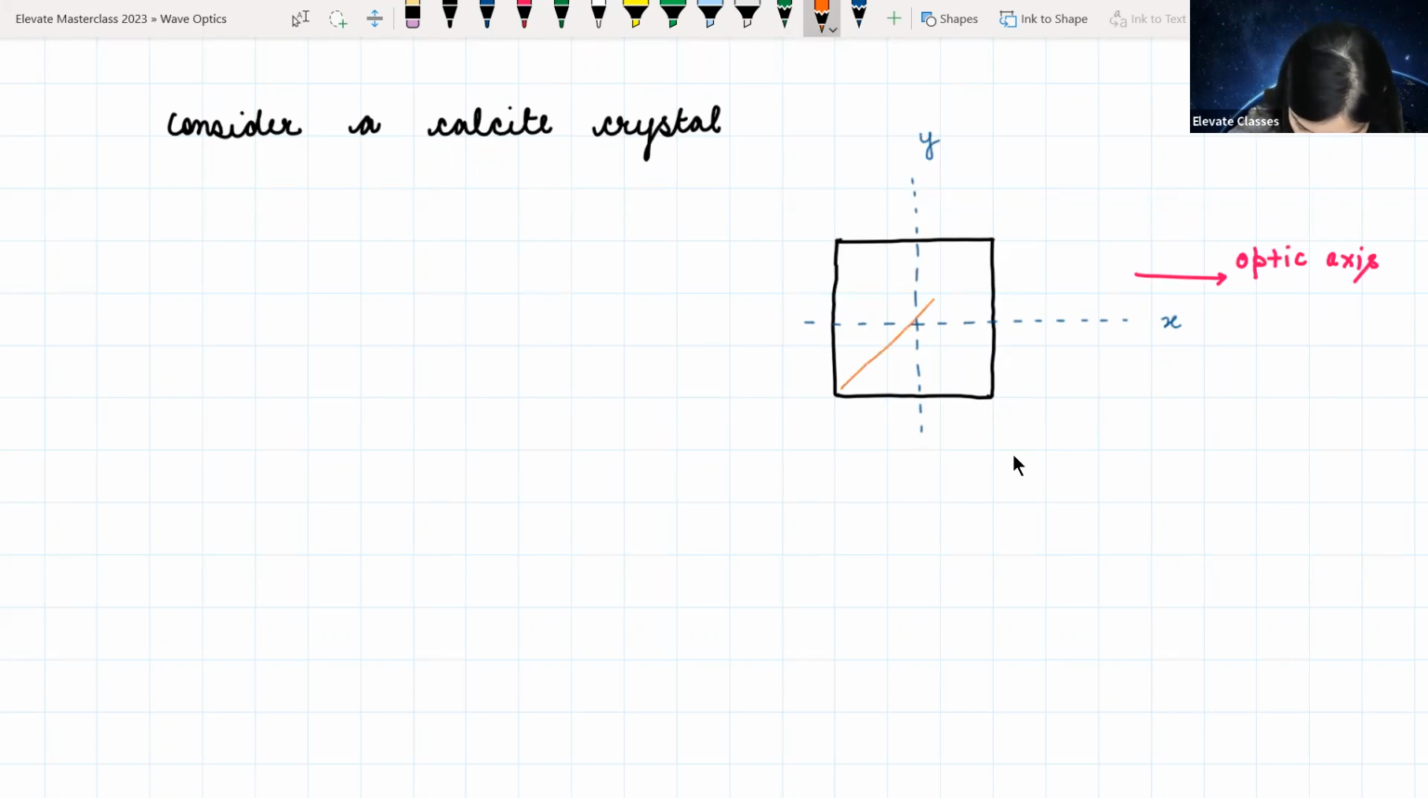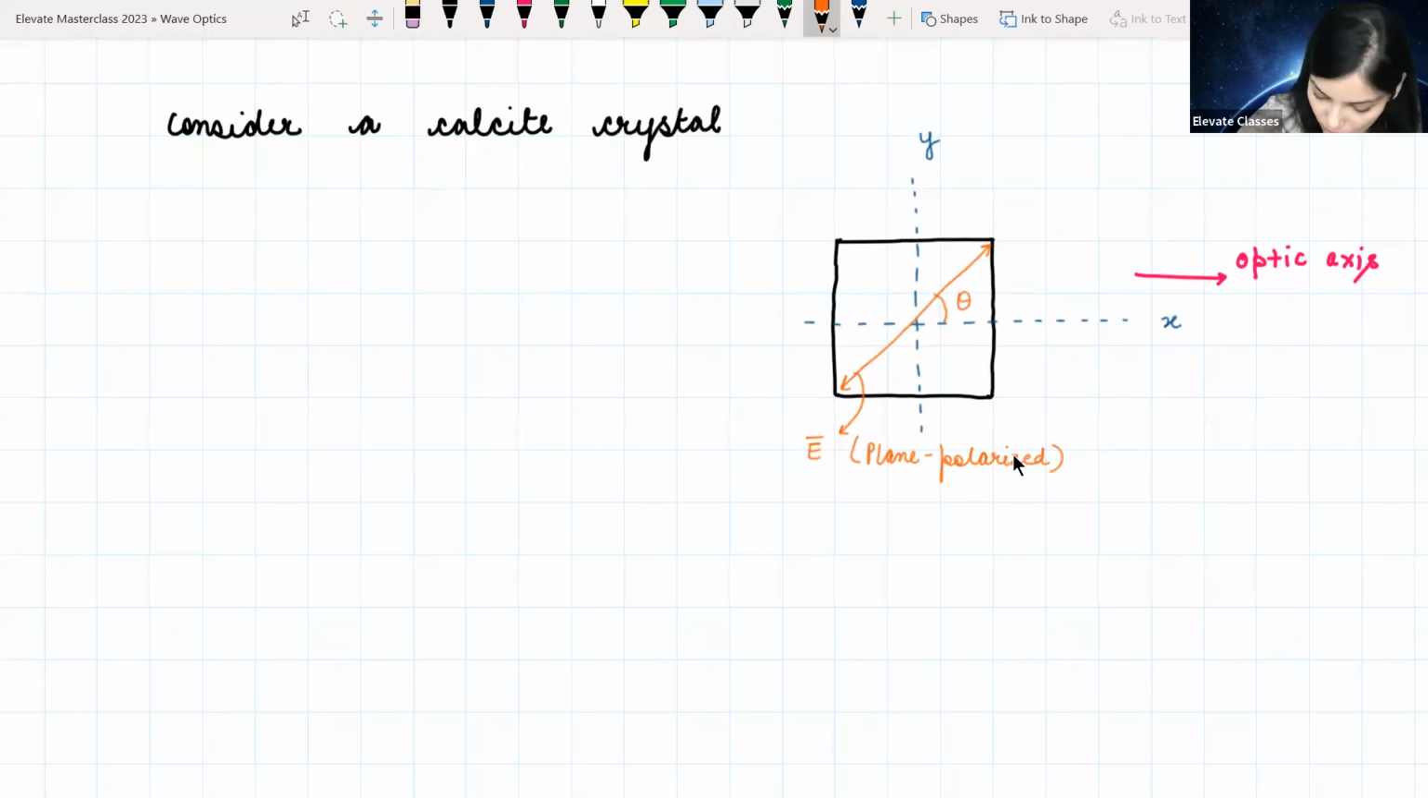So let us say this is the electric field which is incident. So this is some plane polarized light which is incident on this crystal. So this is some E field which is plane polarized, and it is making some angle theta with respect to the optic axis.